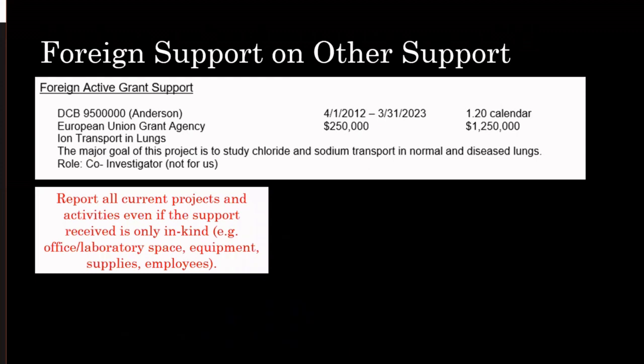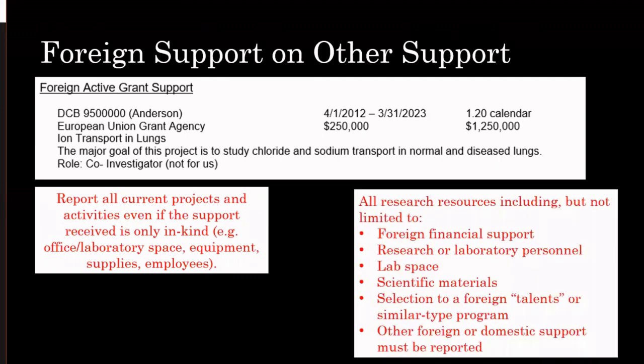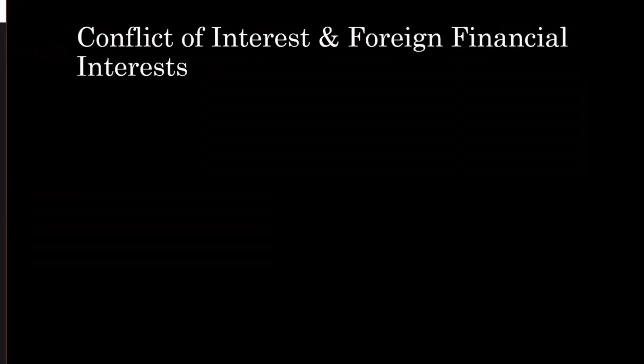Foreign support on other support pages would look like this. Report all current projects and activities, even if the support received is only in kind, like office or laboratory space, equipment, supplies, employees. These still need to be listed here. All research resources, including but not limited to foreign financial support, research or lab personnel, lab space, scientific materials, selection of a foreign talent or similar type program, other foreign or domestic support, must be reported.